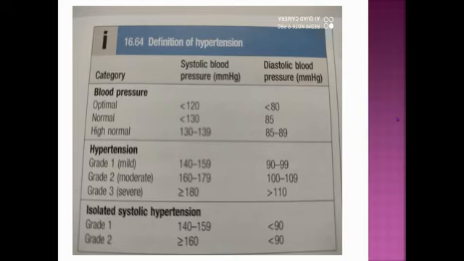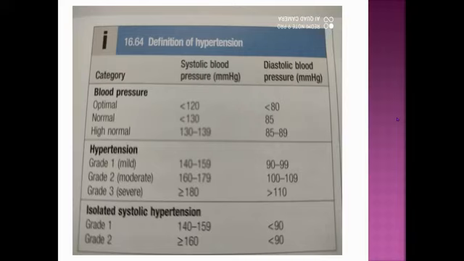Grade 1, that is mild: systolic 140 to 159 millimeter of mercury, and diastolic 90 to 99 millimeter of mercury. Grade 2, moderate: systolic 160 to 179 millimeter of mercury, and diastolic 100 to 109 millimeter of mercury. And grade 3, that is severe hypertension: systolic at or more than 180 millimeter of mercury, and diastolic more than 110 millimeter of mercury. Isolated systolic hypertension.